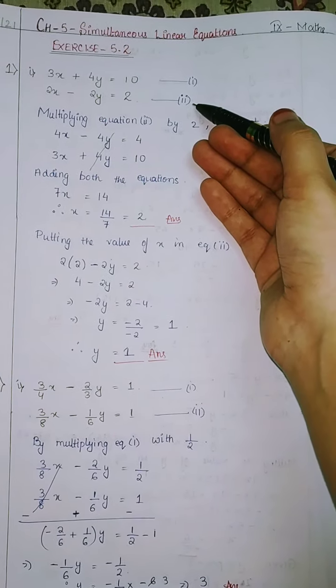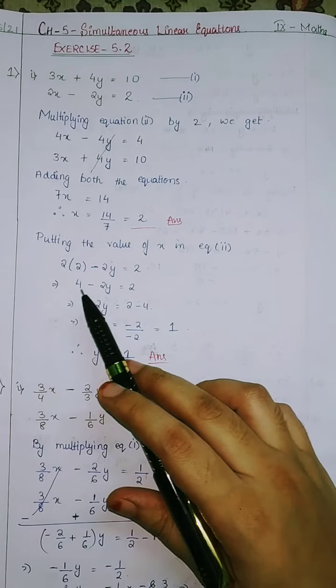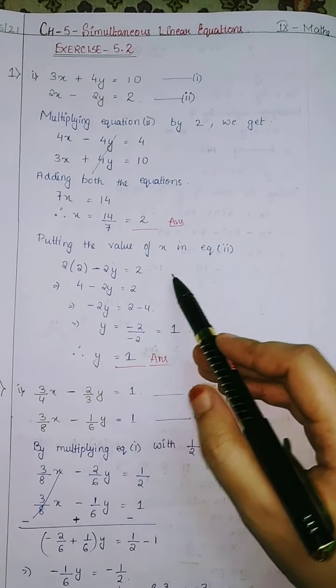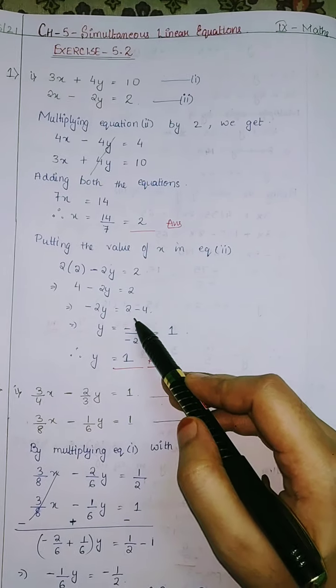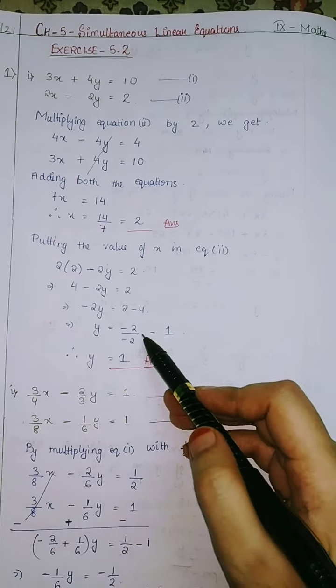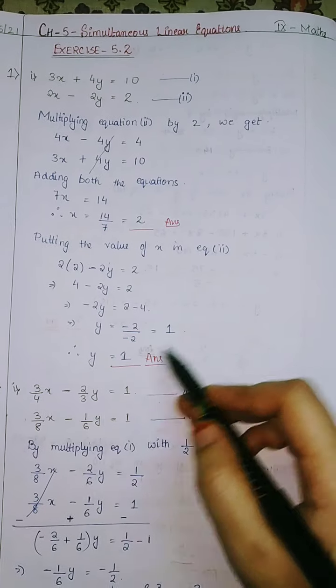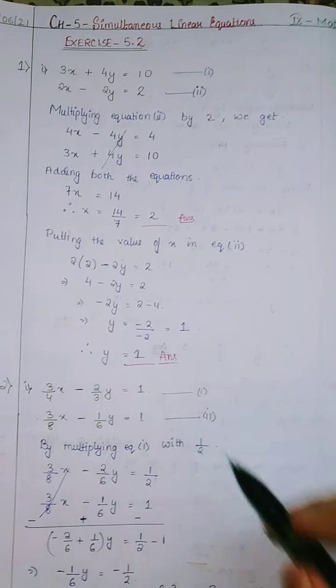I have put it in the second equation, so we'll put the value in the second equation. So we have got 2 2s are 4, minus 2y is equal to 2, that is 4 minus 2y is equal to 2, minus 2y is equal to 2 minus 4, so y is equal to minus 2 by minus 2, that is equal to 1. So we have got the answer of y is equal to 1.